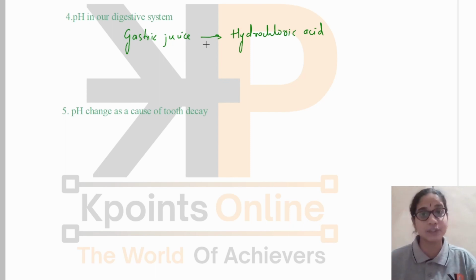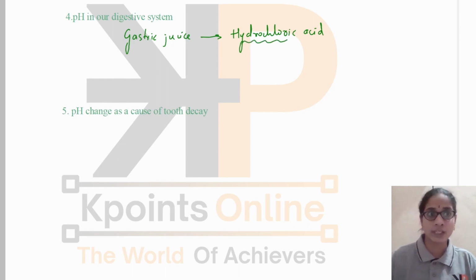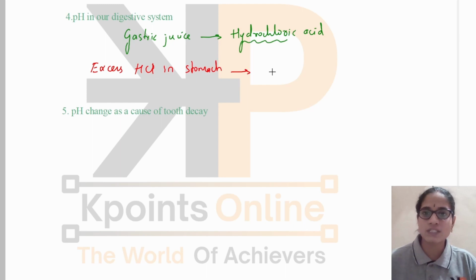You might have experienced this during indigestion. What happens, there is a burning sensation, or there is some irritation happening in your stomach. It is due to the excess hydrochloric acid, okay. If there is excess hydrochloric acid in the stomach, it causes pain and irritation in the stomach.